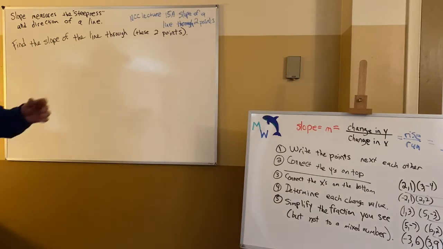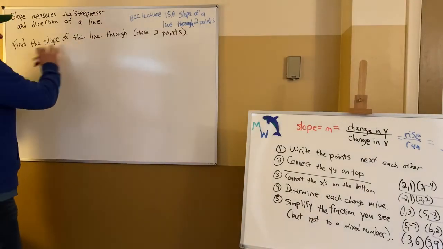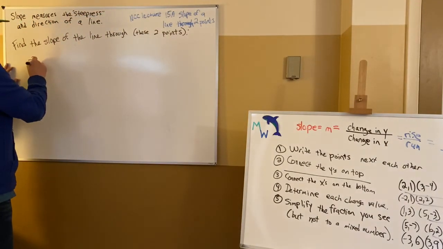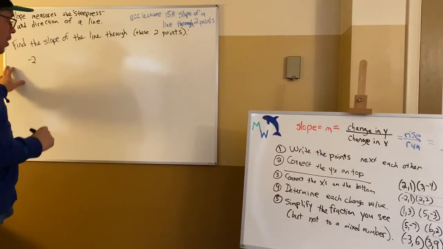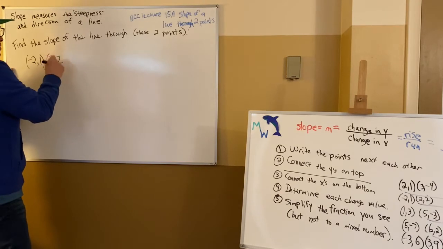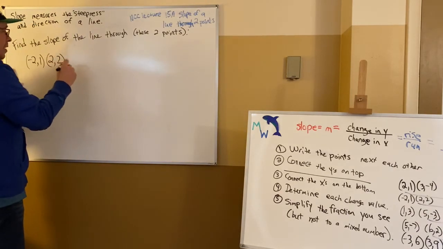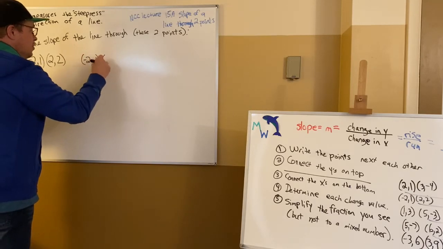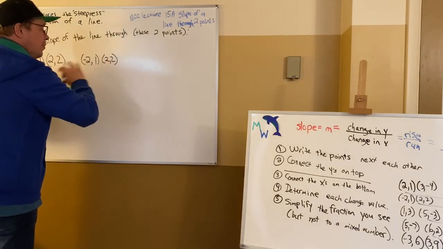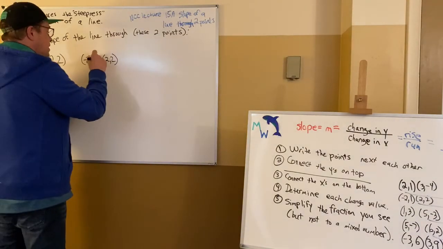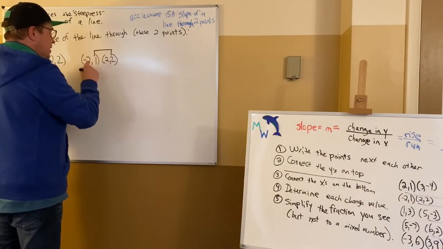I want to find the slope of the line between -2, 1 and 2, 2. So this is saying find the slope of the line between these 2 points. And here we go. -2, 1, and then 2, 2. I always say you should write it again. So I will. -2, 1, and 2, 2. You should be able to see your original problem untouched when you go back to look it over. So we connect the y's on top and the x's on the bottom.